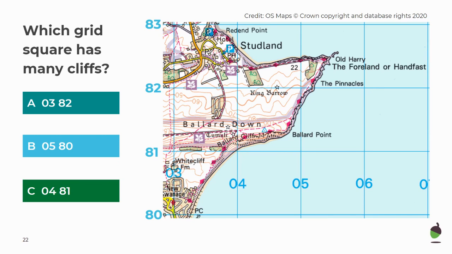Another map skills question. This time we're going to look at which grid square has many cliffs. You've got 3 options. So again, pause the video, work out which 3 grid squares they are, which one of them has cliffs. A is at 0382. B is 0580. And C is 0481. The answer is C, 0481, and you can see the cliffs around Ballard Point.